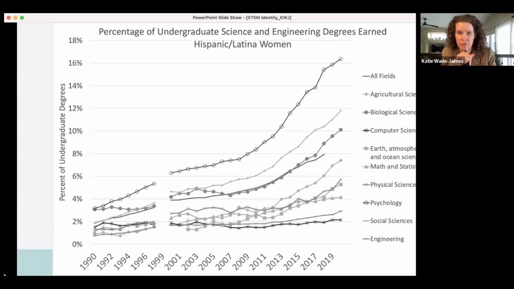And then the last graph I'm going to show you is the same type of data, but now we're looking at Hispanic and Latino women.